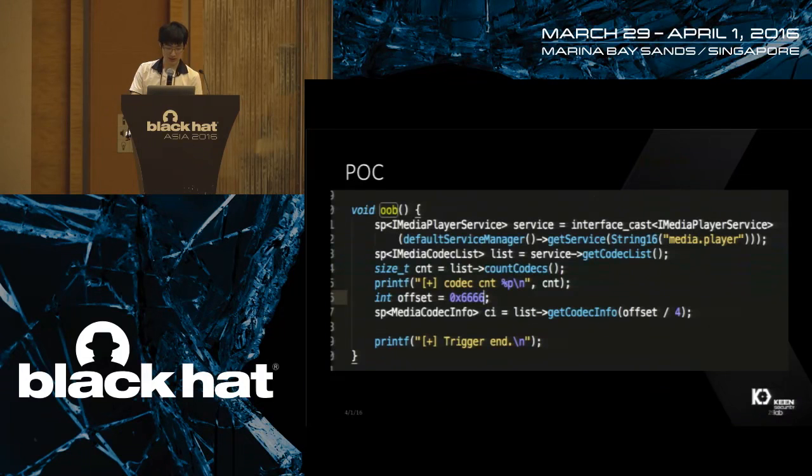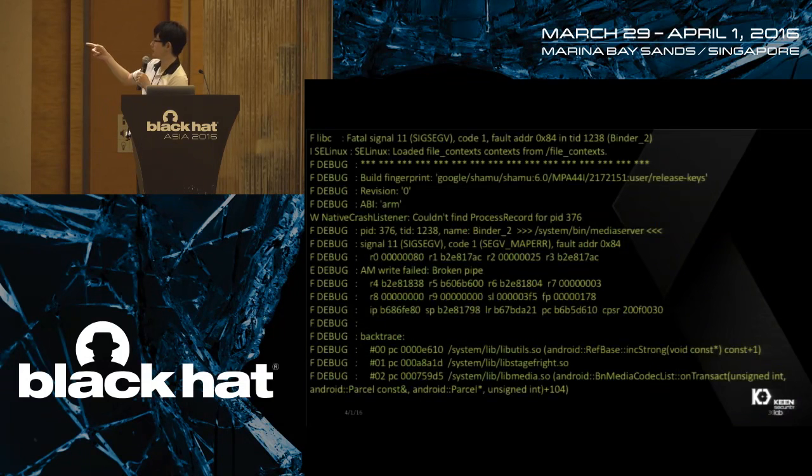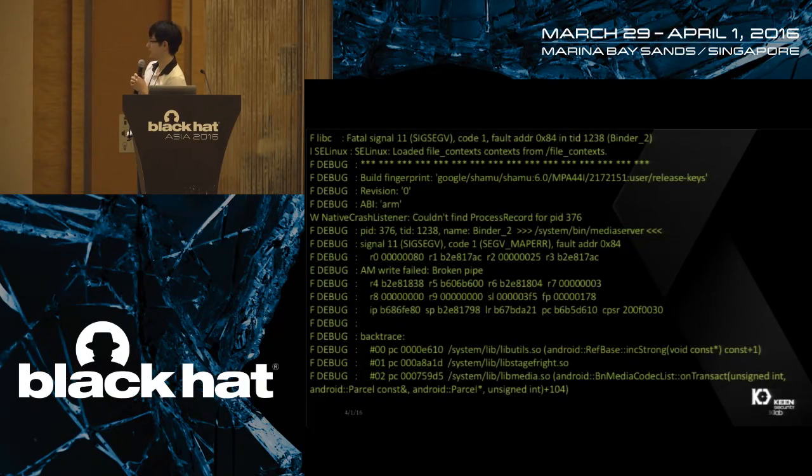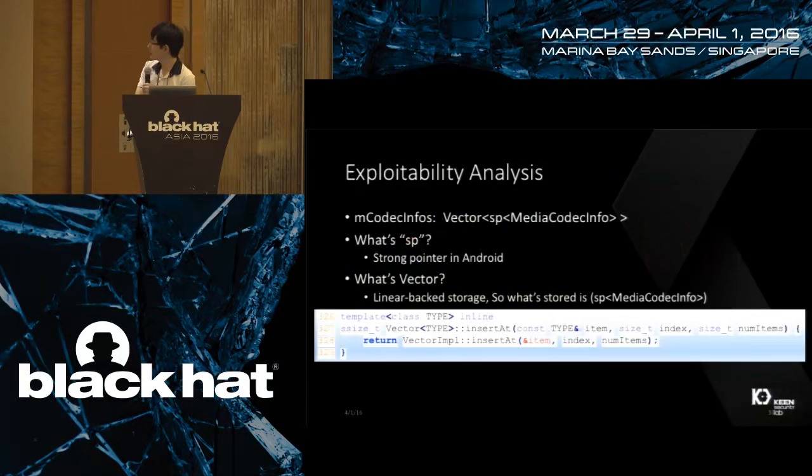To trigger this, we craft a quick POC, and we get a crash here. At first glance, we can see that the fault address is at 0x84. On the right-hand side, we can see the fault address, and the R1 register is a very small value, so we may think that it is a null pointer dereference. But deeper analysis proved us wrong: it is actually an exploitable one.